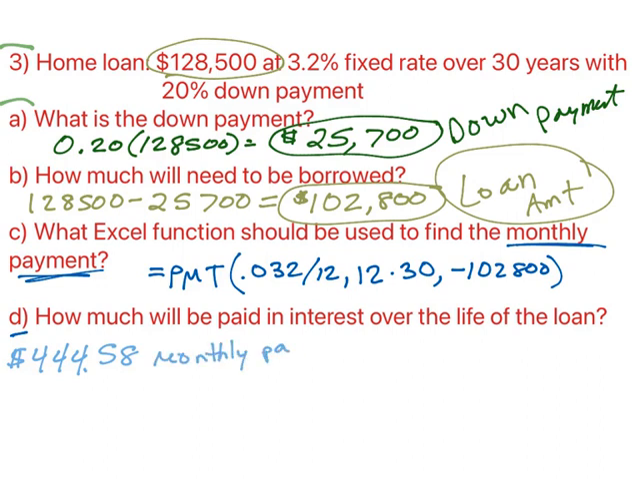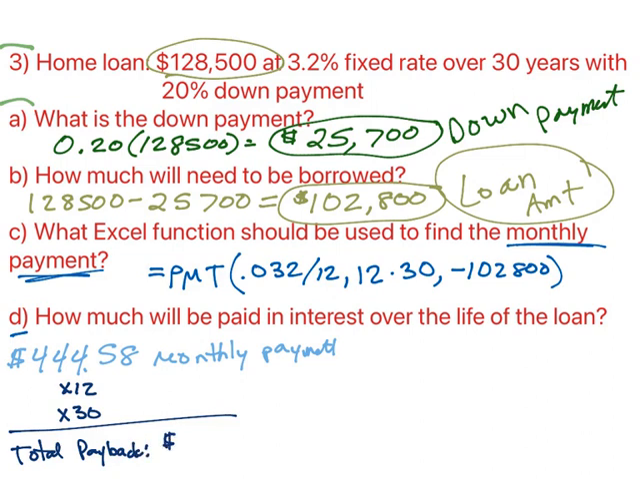Okay, so this is our monthly payment. Think through this. I'm going to make that monthly payment 12 times a year for 30 years. So I'm going to take my monthly payment times 12 times 30, and that gives me a total payback. This assumes you only make the minimum payment every month, but I'm going to pay back a total of $160,048.80. So if this is my payback, but I did not borrow that much, right?